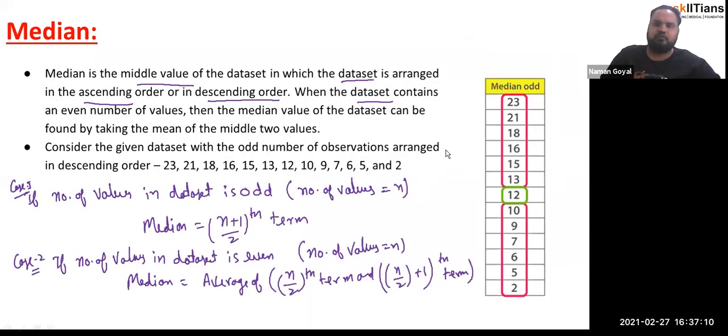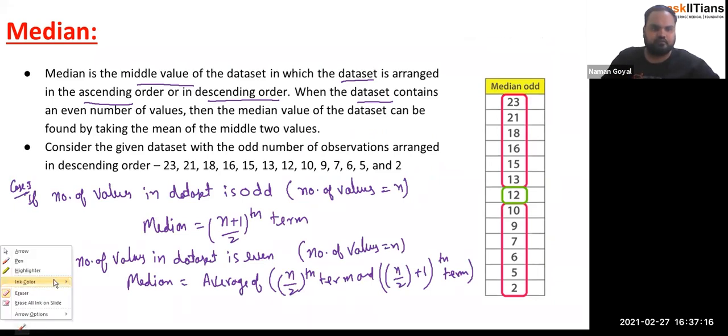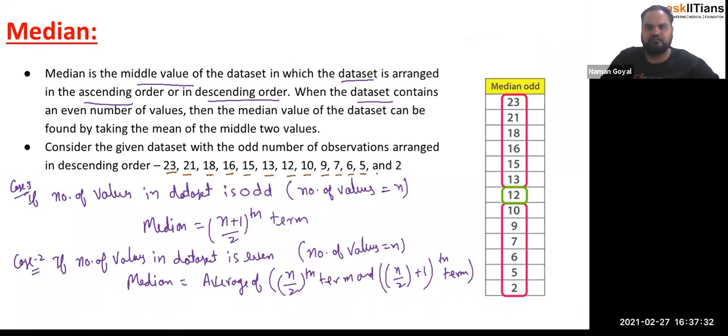Okay. Now, if we have data like this. Yes, let me change the color first. Now I have to select the pen. By mistake, I selected the highlighter. Yes, now it is pen. Now see, if we have the data: 23, 21, 20, 18, 16, 15, 13, 12, 10, 9, 7, 6, 5, 2.